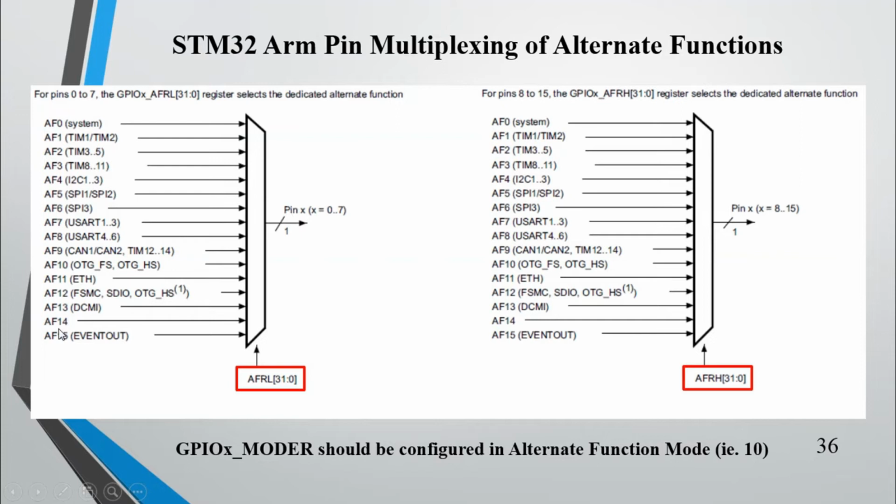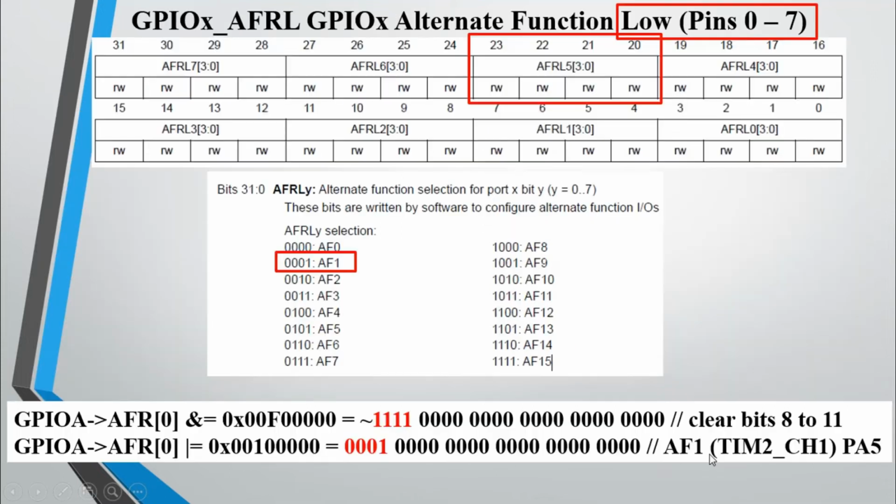But you need to keep in mind, before configuring the alternate function register, the mode selection register of the corresponding pin should be configured with the alternate function mode, which we have already done in the previous step. Without configuring this mode, whatever value you write in AFRL or AFRH doesn't matter. So before configuring these two registers, the GPIO mode register should be configured with the alternate function mode.